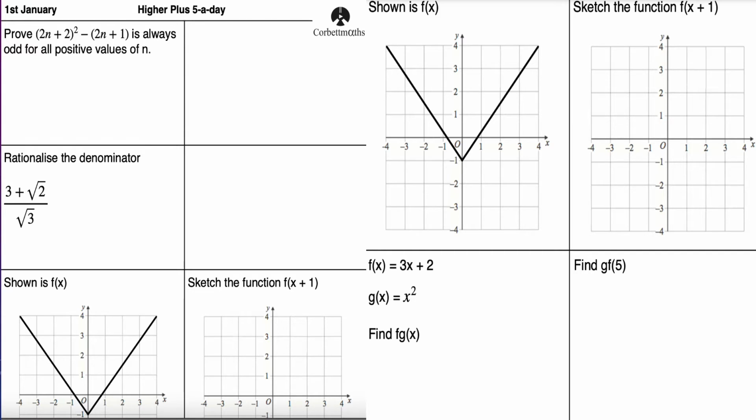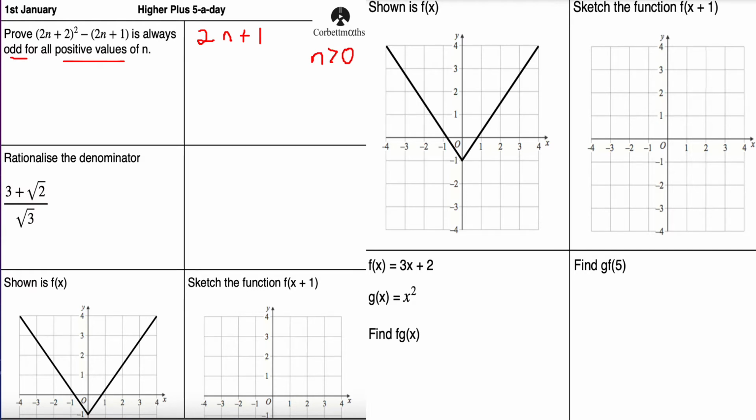Right, guys, question number 1. It's the 1st of January, and it's the Higher Plus. Question 1 says: prove that (2n + 2) squared, subtract (2n + 1), is always odd for all positive values of n. Now, for an odd number, we want our answer to be in the form 2n + 1, where n is an integer, so a whole number. So when n is strictly bigger than 0, it's for all positive values of n.